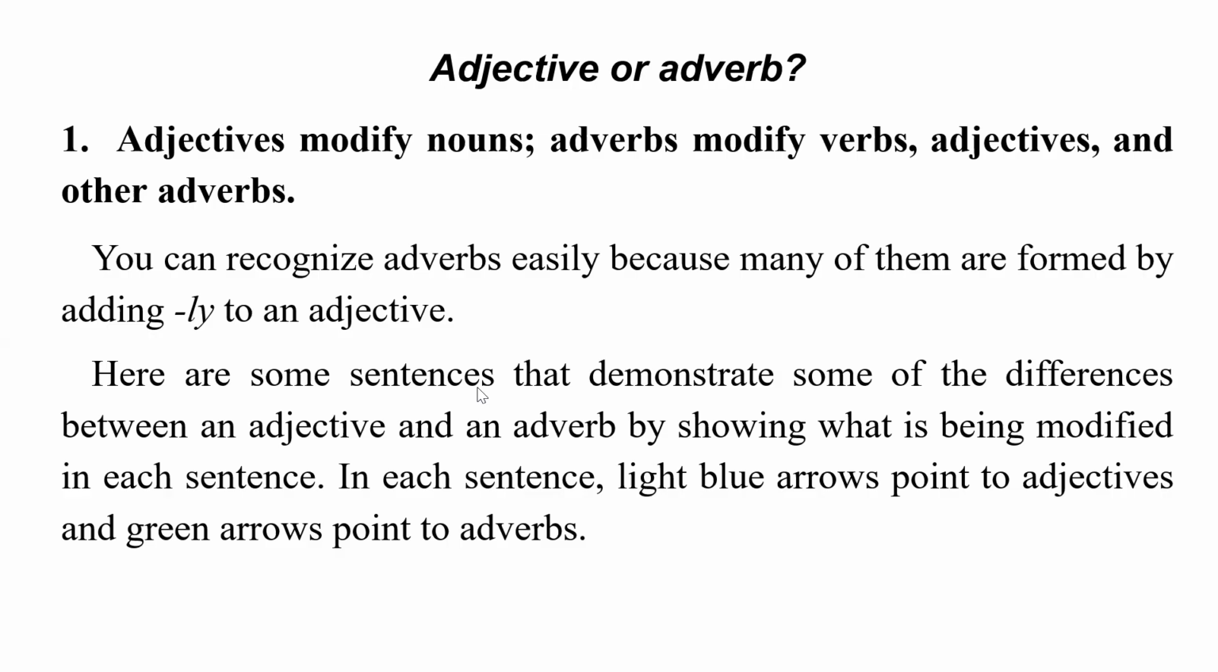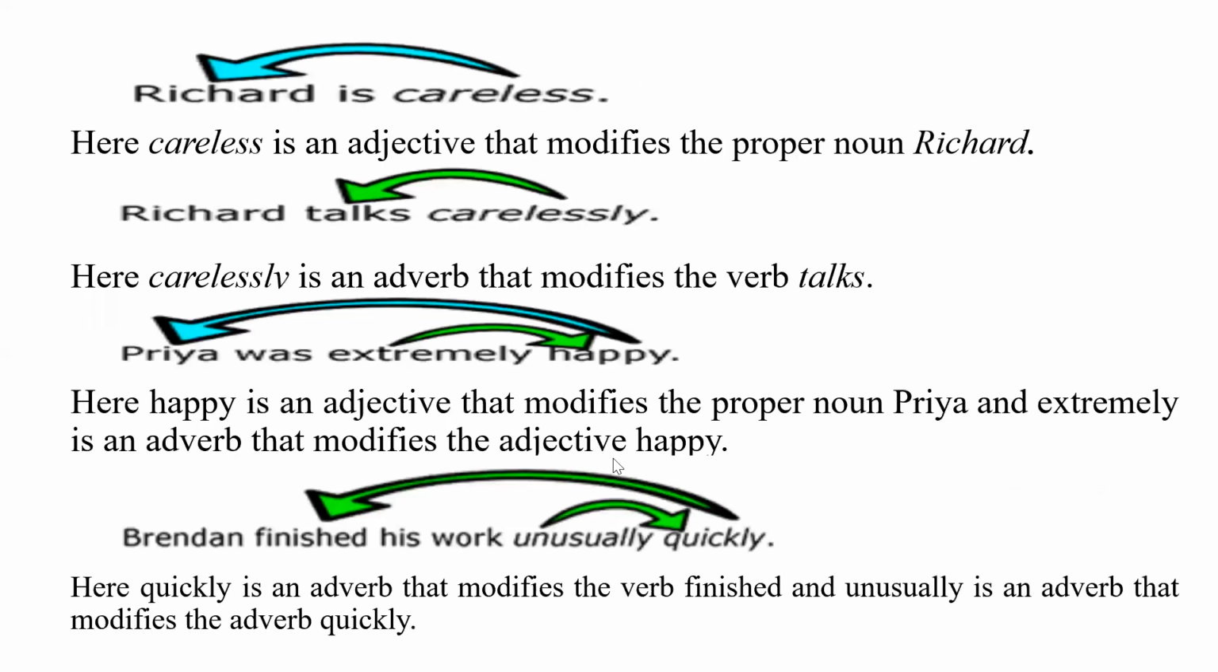Here are some sentences that demonstrate some of the differences between an adjective and an adverb by showing what is being modified in each sentence. In each sentence, light blue arrows point to the adjectives and green arrows point to adverbs. So let's see. Okay, look at this one. Richard is careless.